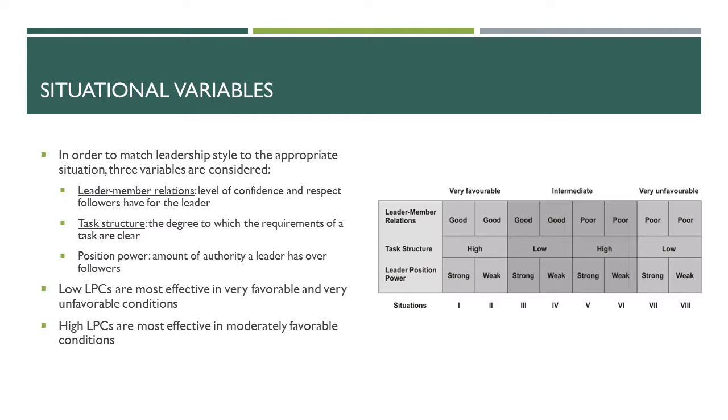efficient in extreme situations, so either end of this spectrum, because in these situations they are able to exert great control over the situation at play. Whereas high LPCs, those that are relationship motivated, operate best in the moderately favorable conditions, because in these situations they don't have to possess a great amount of control and thus can focus more on the relationships.